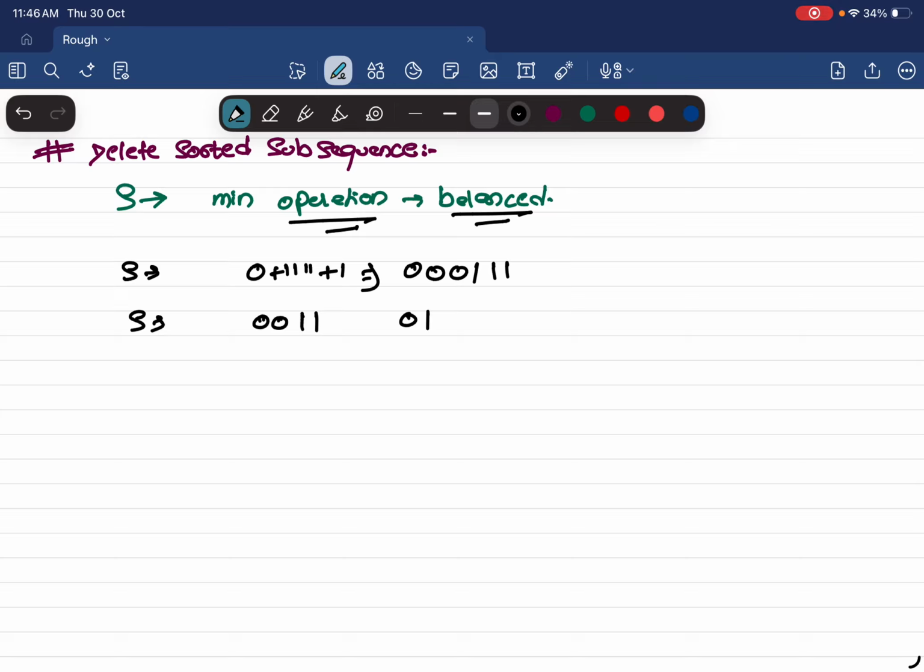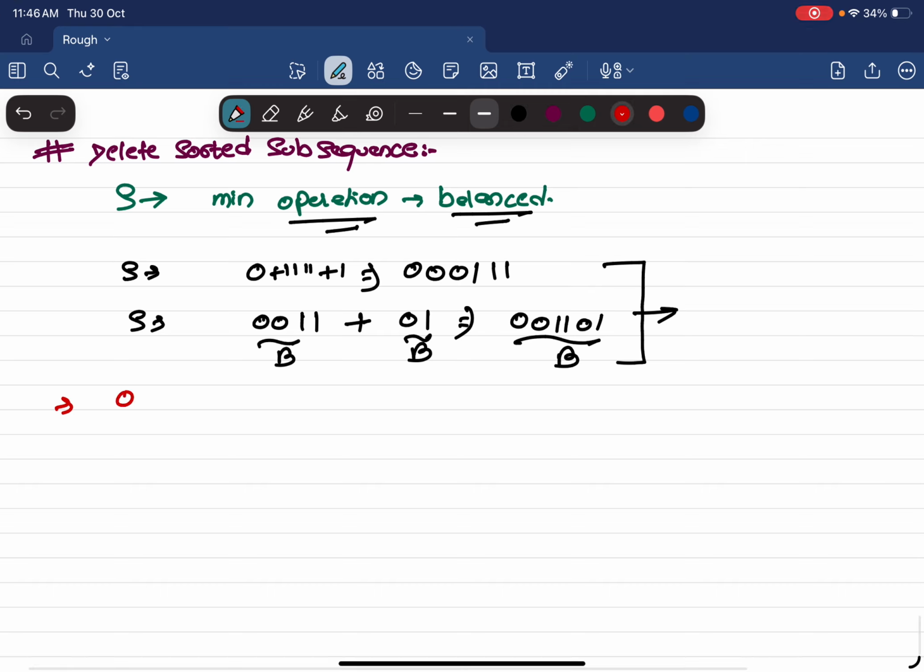Another way is you can concatenate balanced strings, and the resultant will also be balanced. So I hope you are able to understand what is balanced and how we can form it. Now let's talk about minimum operations.